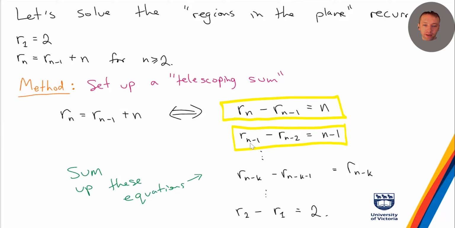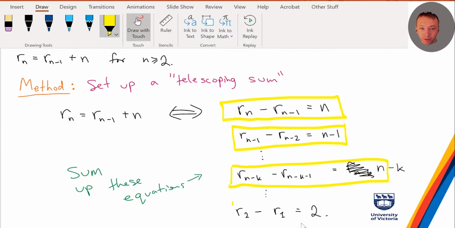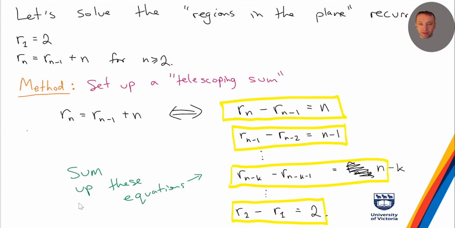So if I take Rn minus k for some k and subtract Rn minus k minus 1, oops, there's a typo here, that should be equal to n minus k. And that goes all the way down to the first step of the recurrence, which is that R2 minus R1 is equal to 2. Now here's the cool thing. Think about what happens if I sum up all of these equations. I sum up all the left sides and all the right sides. Can anyone see what's going to happen on the left side?